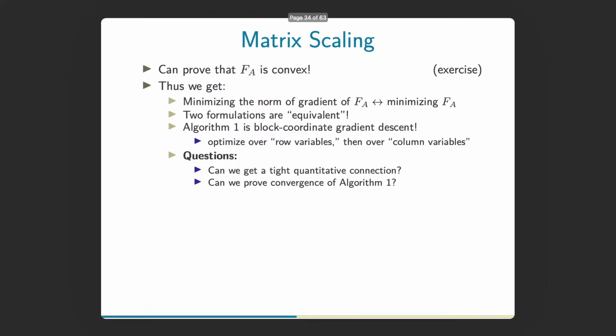Great. And now, here are questions. Can we get a tight quantitative connection? As Chris was saying, if my input is a bit ugly, how long would I have to run my algorithm? And can we prove convergence of this algorithm 1?